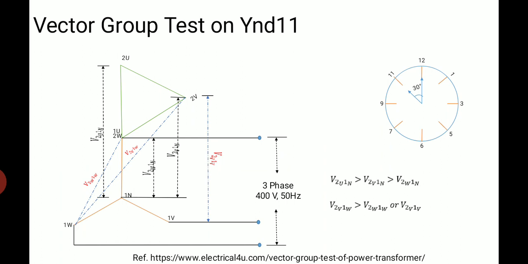Once the vector groups are found to be similar, it will allow us to connect the two transformers in parallel, so that we can avoid the effect of short circuiting during the reversal of each of the phases.